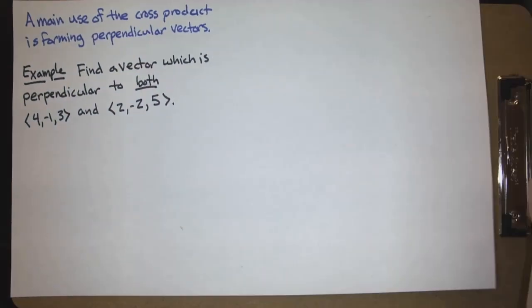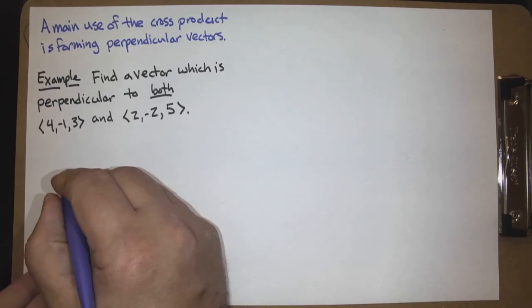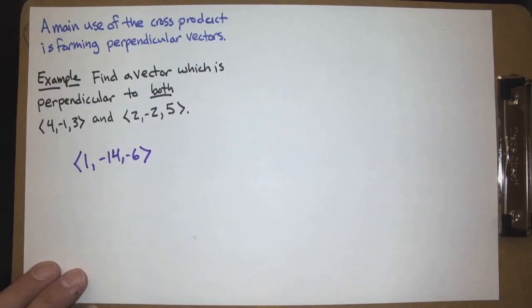All right, so punchline. A main use of the cross product is forming perpendicular vectors. Here's a problem. Find a vector which is perpendicular to both 4, -1, 3, and 2, -2, 5. What do we do with this? What was it? 1, -14, -6. Cool. How did you find it? The cross product, right. All right. Anybody get the same answer? 1, -14, -6? Yes, good.